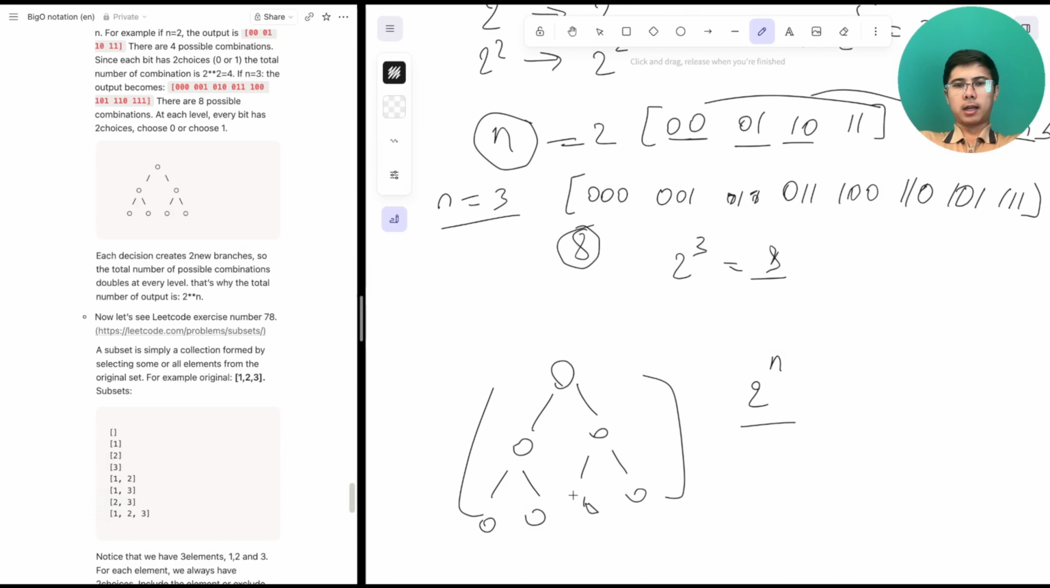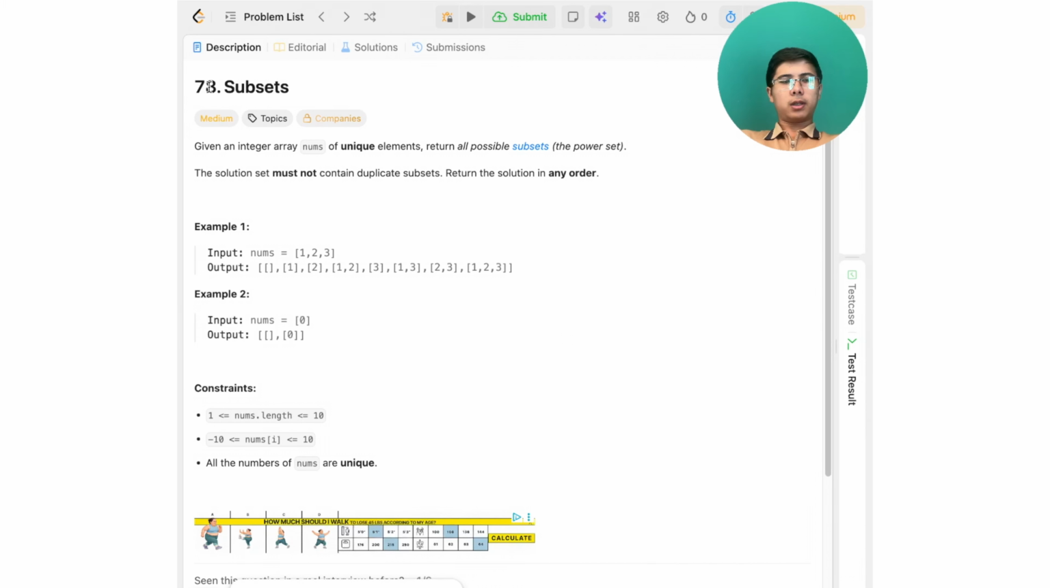So, exercise time. We can see exercise number 78, named Subsets, on LeetCode. This is a medium level exercise. We are given an integer array, nums, of unique elements. That means these things.